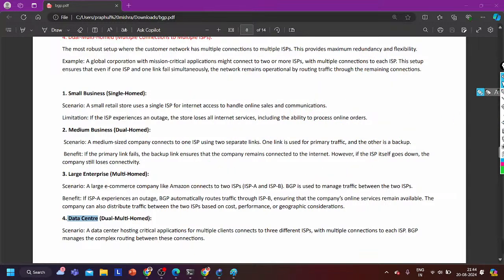Don't worry, at the end of the training I will show you the design of data center as well. First understand the design of headquarters and branch offices. Clear? No questions?